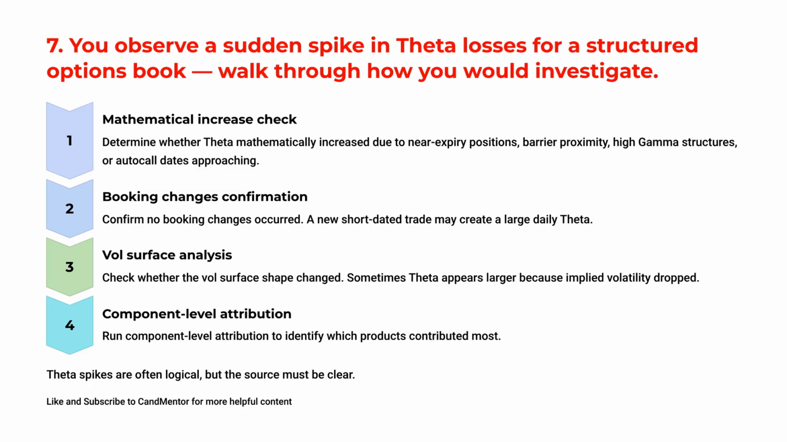Third, check whether the vol surface shape changed. Sometimes, Theta appears larger because implied volatility dropped. Fourth, run component-level attribution to identify which products contributed most. Theta spikes are often logical, but the source must be clear.